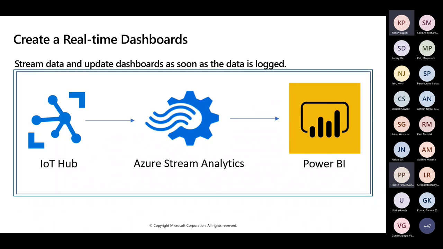Sensors always send a stream of telemetry data to IoT Hub. And then from the IoT Hub, we can use a stream analytics job to aggregate the data. Then you can retrieve the data into Power BI as a streaming data set where you can consume the information and build the potential visuals, like what type of visual we want to implement.